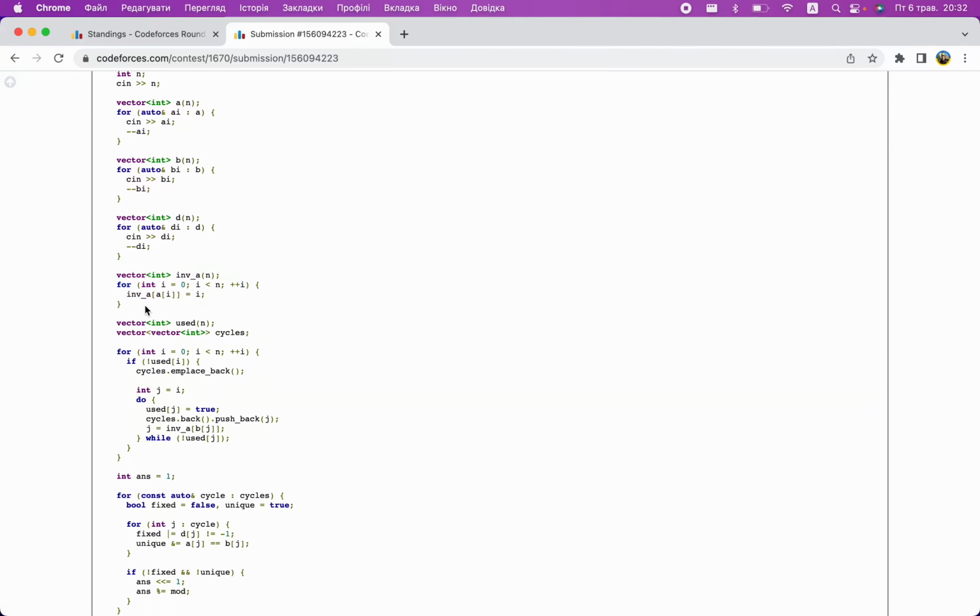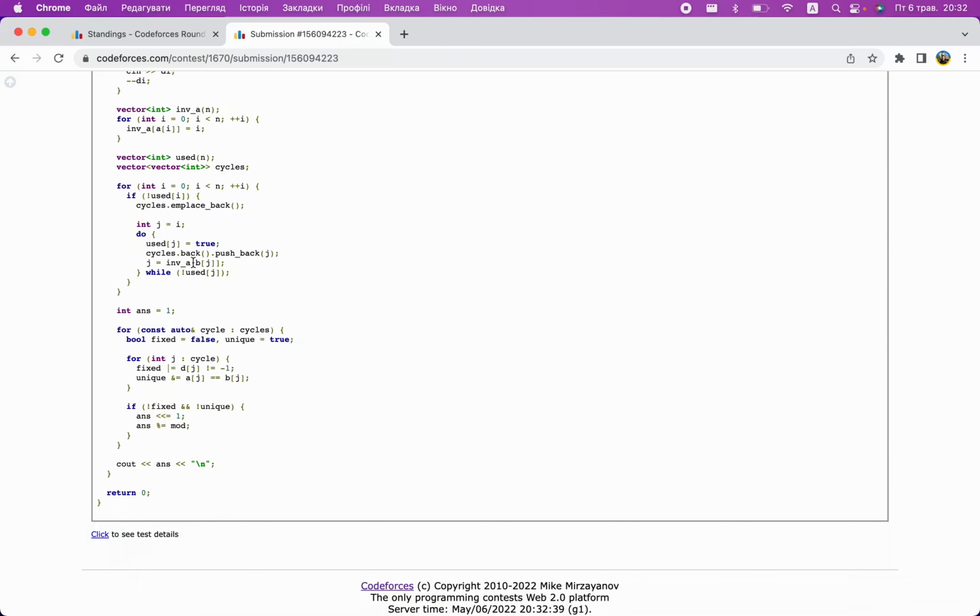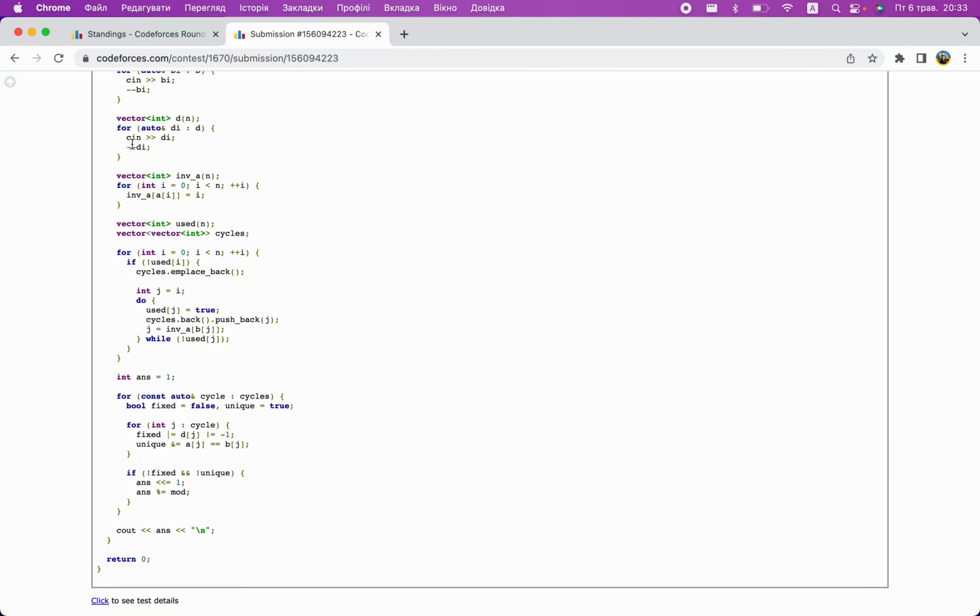So you can clearly see how the decomposition should work. You compute the inverse permutation of A, and then you follow B and the inverse of A. The inverse of A answers the question of on which position in A a given element is. So this permutation, inverse of A times B, gives you the decomposition into cycles, and each cycle may have a fixed value. It is fixed if it does not completely consist of zeros or negative ones after I subtract it.